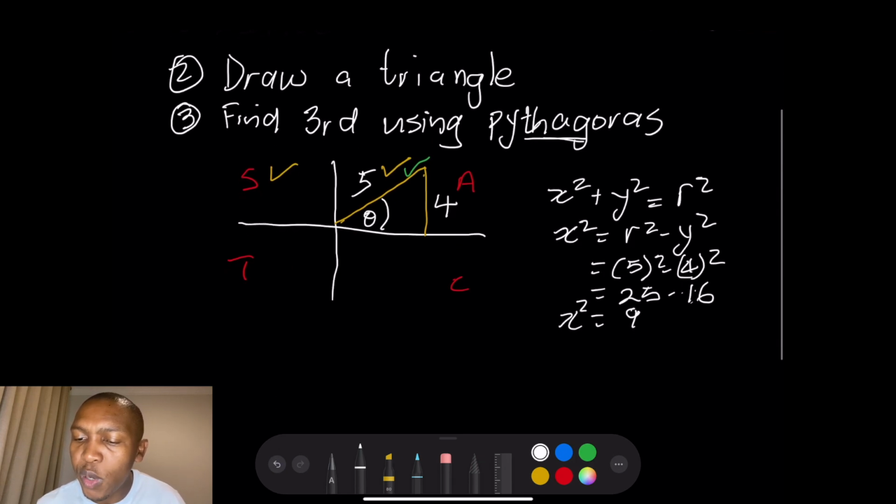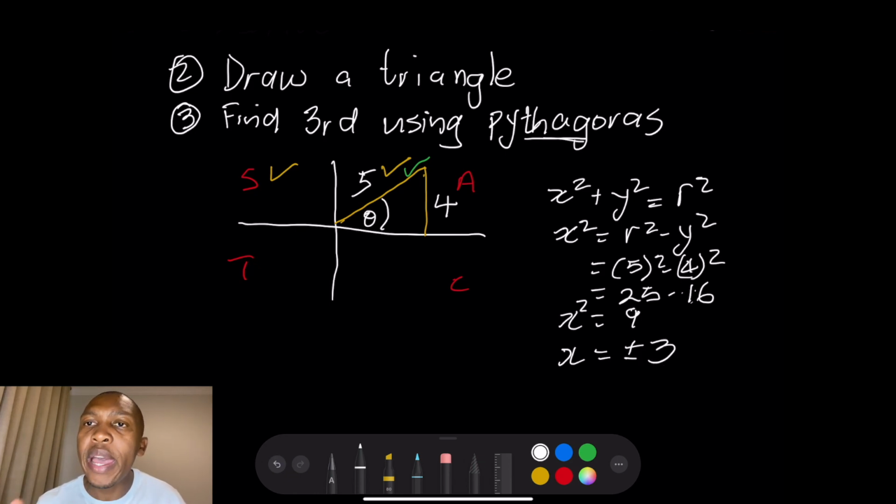So in this case, what's our value for x? You'll see every time you take a square root, you get plus or minus the answer. So it's plus or minus 3. But in this case, where is our triangle? It's in the first quadrant. How is x in that first quadrant? In this case, x is positive. So that means that our x value in this case will be equal to 3.